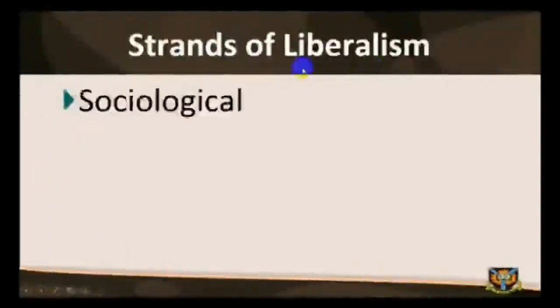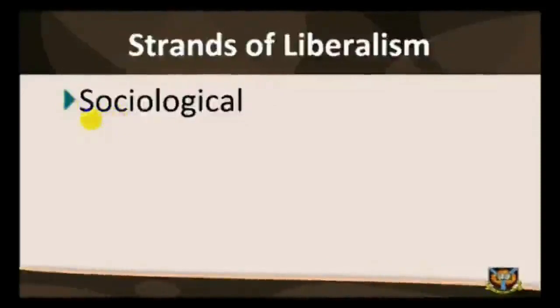Strands of liberalism. As we saw in the last study session, liberalism is a theory that has a positive view of human nature as against realism, which is regarded as pessimistic about human nature. Like all the other theories in international relations, liberalism has various strands or variants. These strands of liberalism have contributed to the study of international relations in various ways.